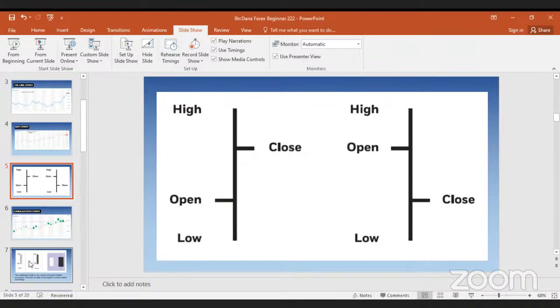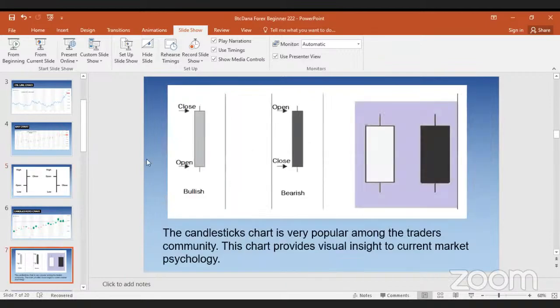It's the same thing for our Japanese candlestick pattern. Look at this. This is a bullish market. Remember what I told you about bullish? Bullish opens below, then closes above. This is a bearish market now. Look at this, it opens above and closes below. This is our green candle, and this is our red candle.